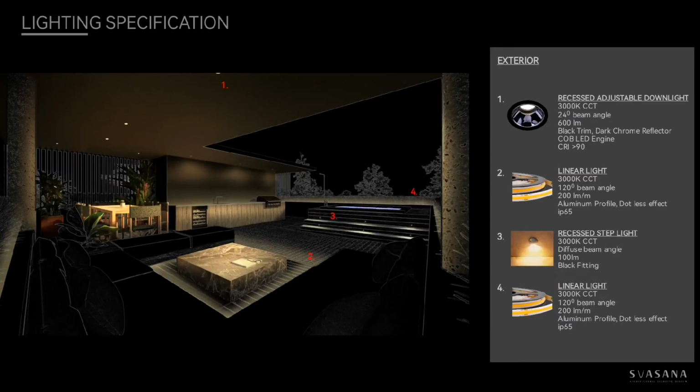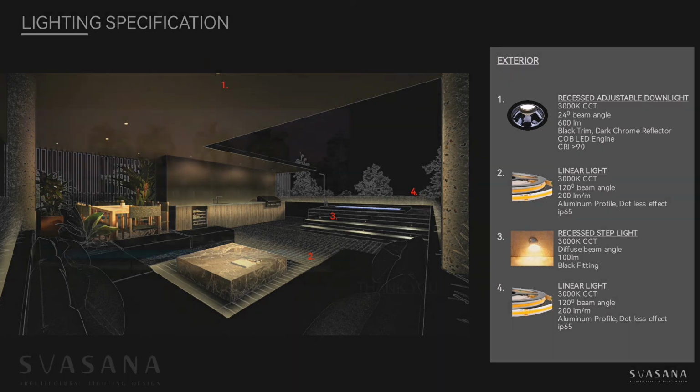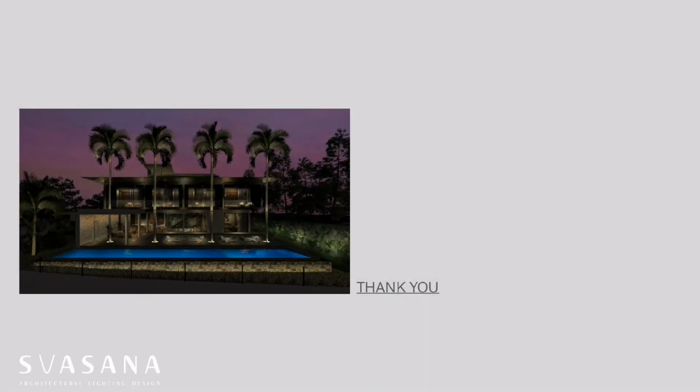And then for the rooftop, recessed downlight, and then linear lighting for the sitting areas, and then number 3, small recessed step light for the steps, and then number 4, also linear lighting, low linear lighting. It's not so bright, just to have a glowing effect for the perimeter wall. Okay, that's all for now for the exterior lighting.